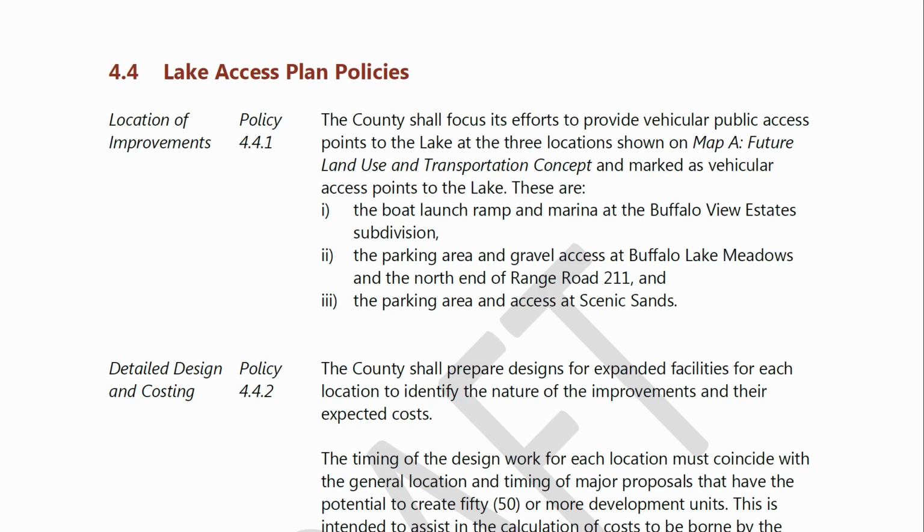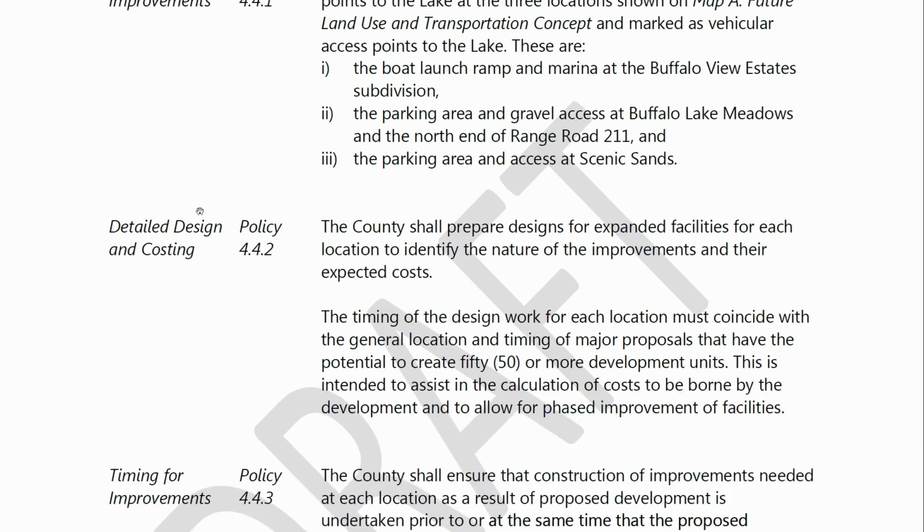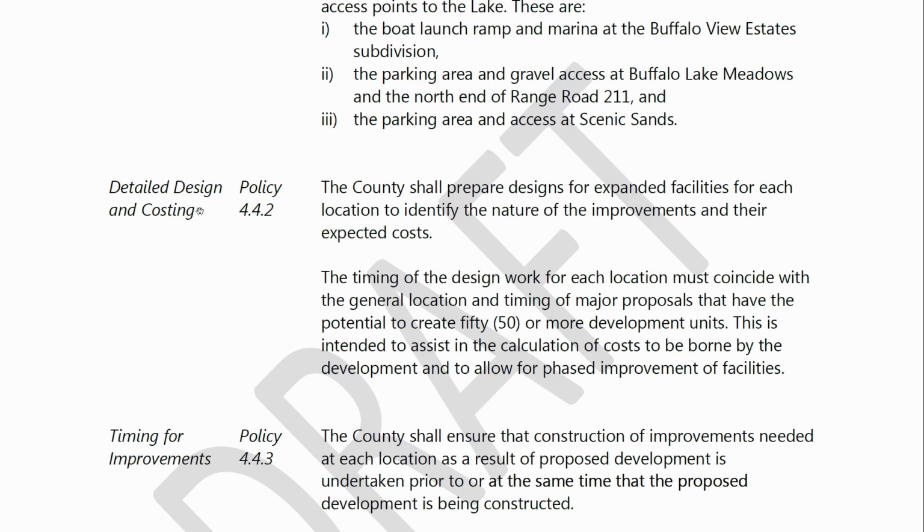Okay, so our next section deals with lake access plan policies. This is the more specifics about how the county will manage the 3 vehicular access points that are shown on Map A. So first up identifies location. Second identifies that the county needs to prepare detailed designs for each expanded facility. Look at the timing. And that too should be, the first one should be ready for the first development that creates 50 or more new development units.